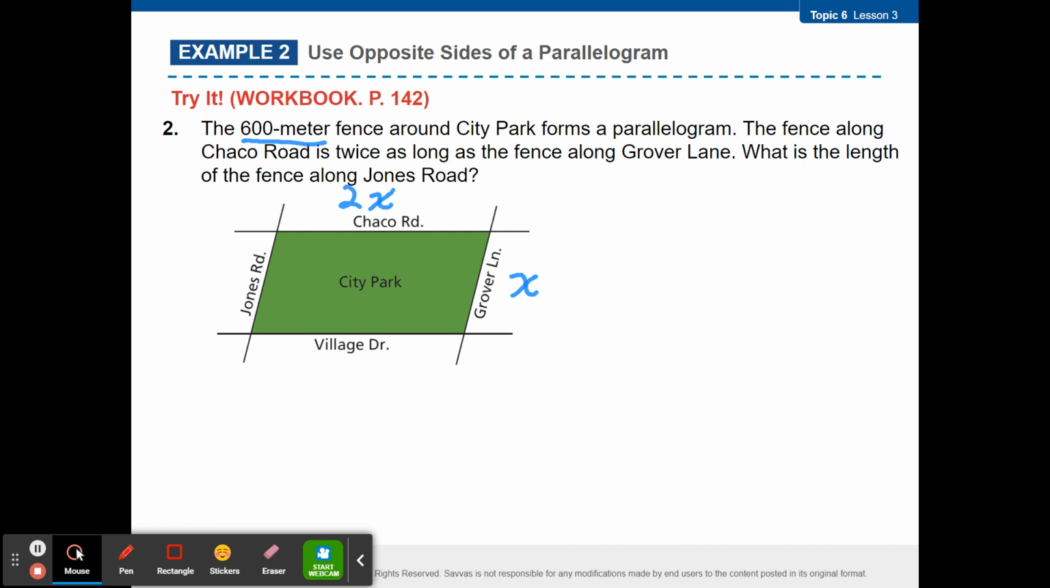If it's 600. What do you mean? No, the perimeter of the whole thing is 600. This one right here is not 600. It's 2 times as much as this fence one along the road. Oh, the fence along the road.